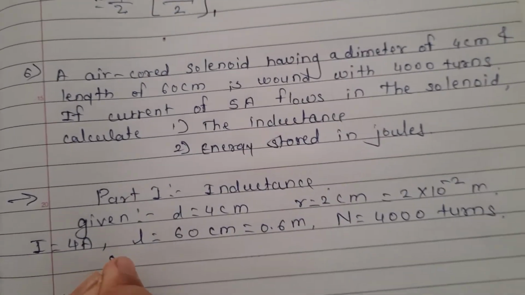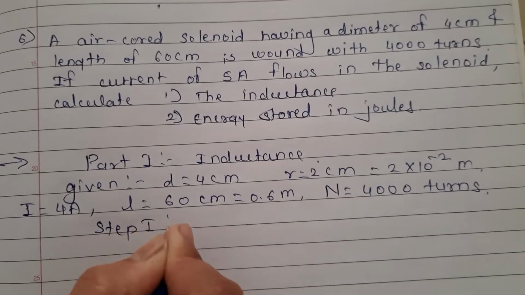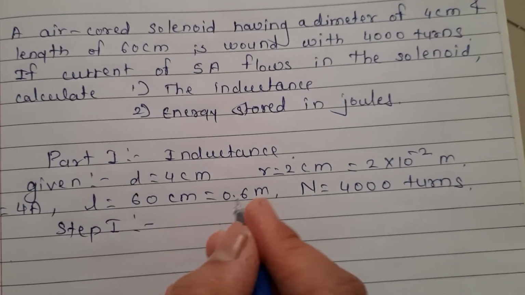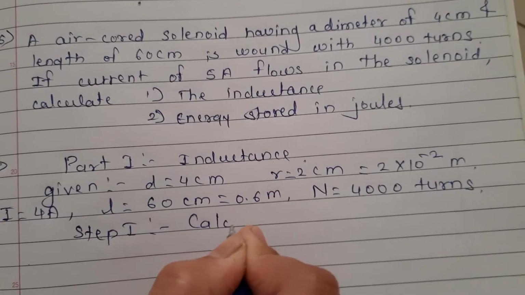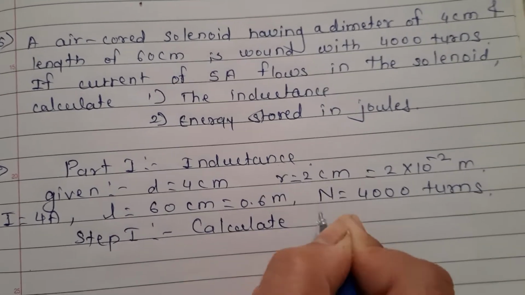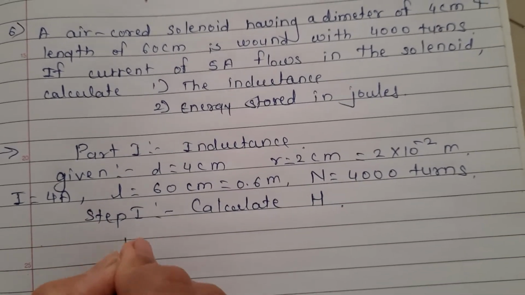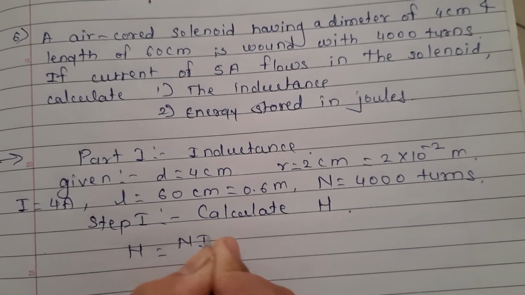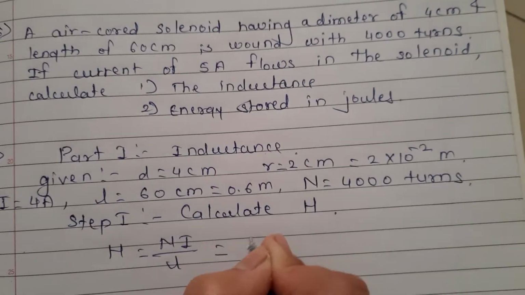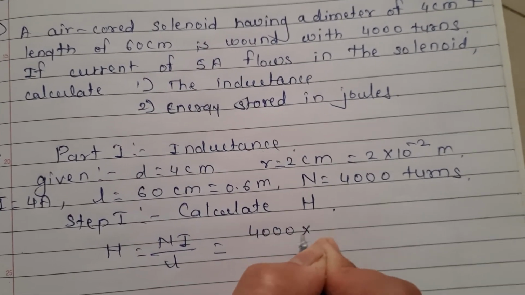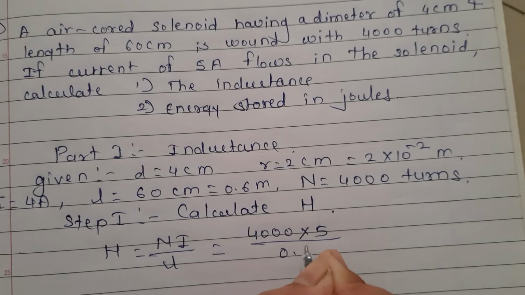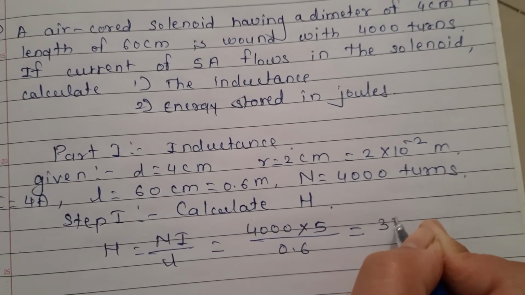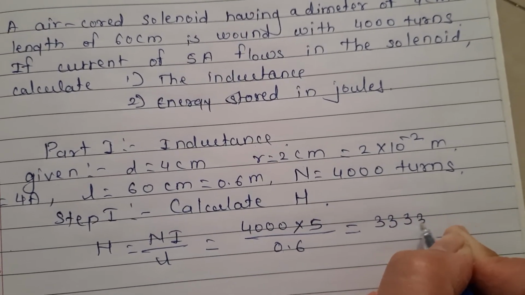Now step 1. Step 1 is calculate magnetic field strength, that is H. So H is equal to Ni by L. It is 4000 into current is 5 divided by L is 0.6 meter. It is 33,000.